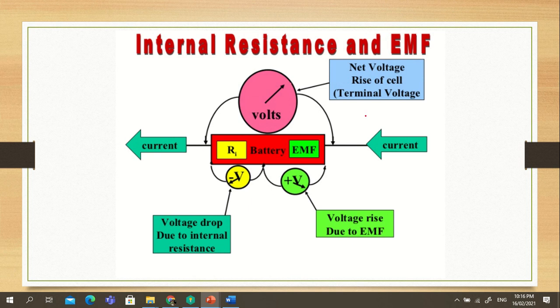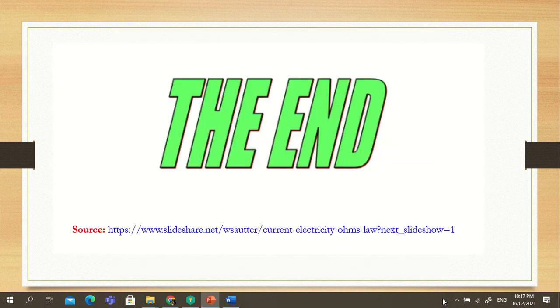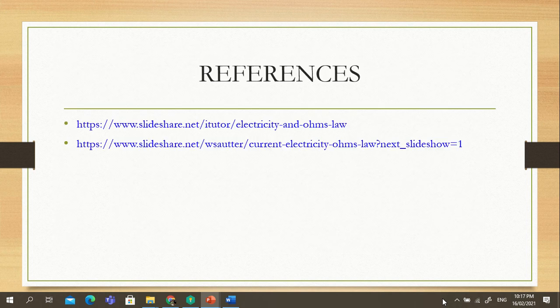Then we have the current flow. So the net voltage rise of the cell can be read here: consider the two voltages, the difference, EMF minus the voltage drop. That is what we call terminal voltage. All right, so that's the end of this part.